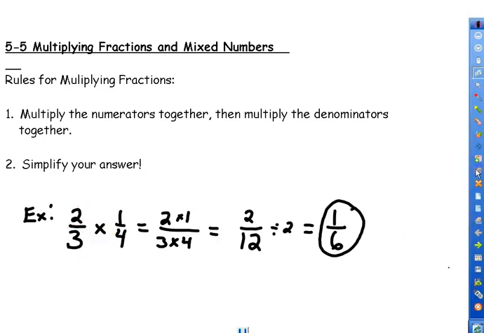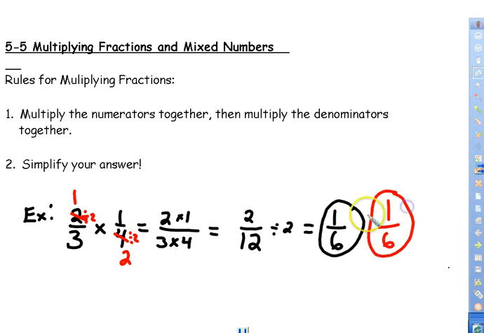For example, the 2 and the 4 can both be reduced by 2. So we're going to cross that 4 out, divide it by 2, which gives us 2. 2 divided by 2 gives me 1. Therefore, 1 times 1 is 1, and 3 times 2 is 6. And you can see we get the same answer of 1/6.